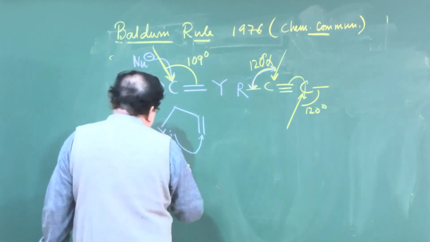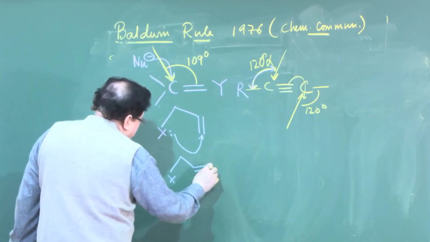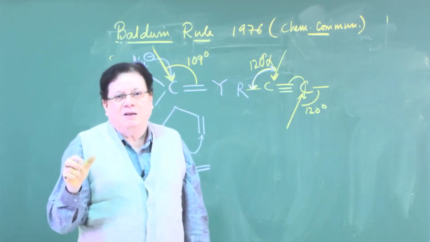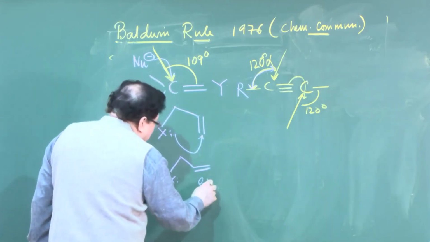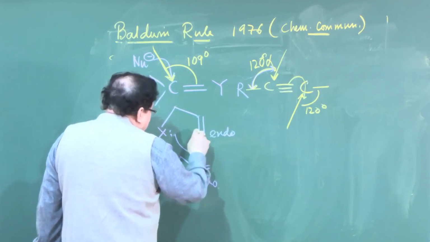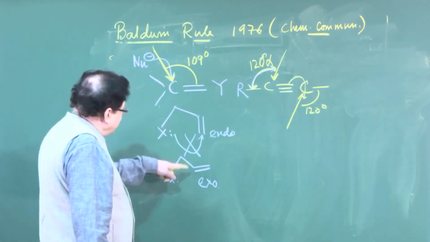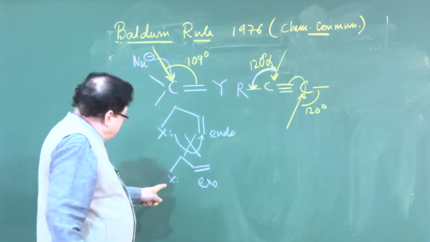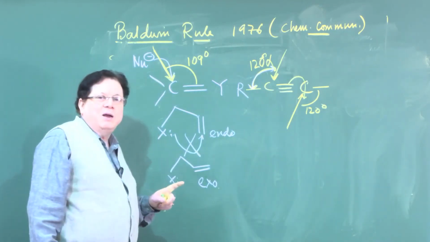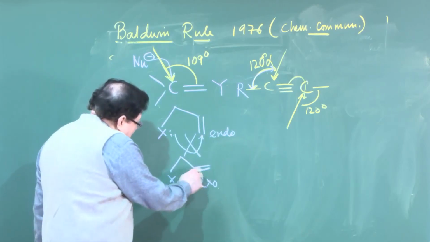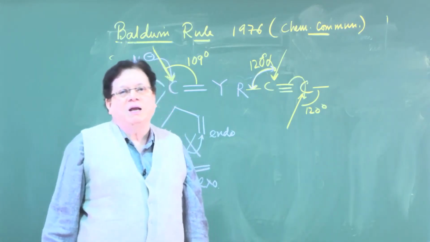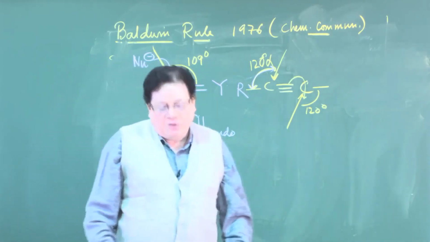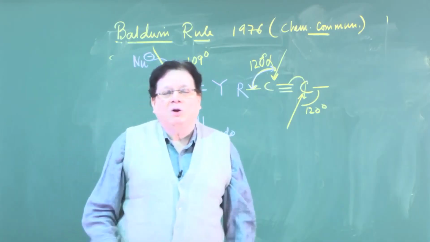Okay. On the other hand, if you write it in this fashion, then for X to attain that 109 degree angle, it is possible in the exo mode, but it is not possible in the endo mode. Okay. So, that is why 4-endo-trig cyclization is disfavored, and because it can maintain the stereoelectronic requirement, 3-exo-trig cyclization is a favored process. Okay. And when there is a competition between the two, obviously, the 3-exo process will take place. Okay. So, that is the basic concept of Baldwin's rule.